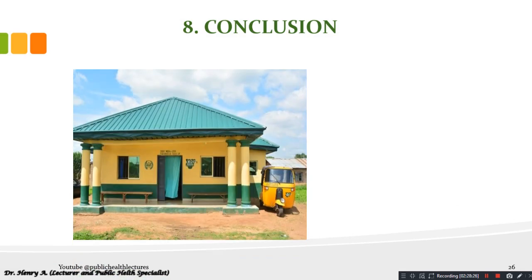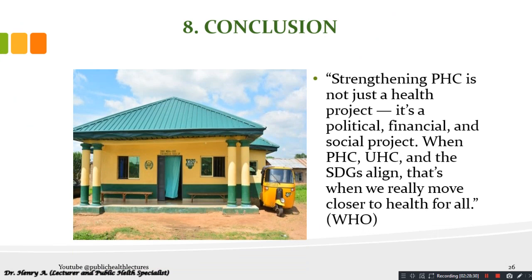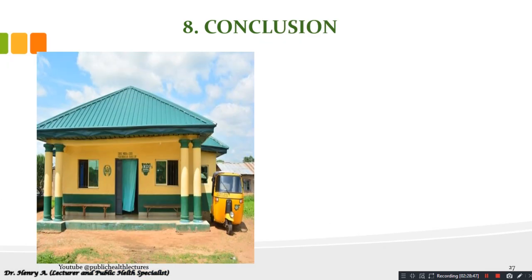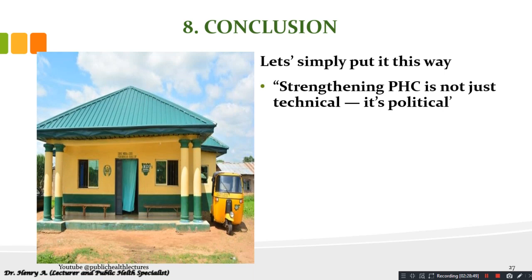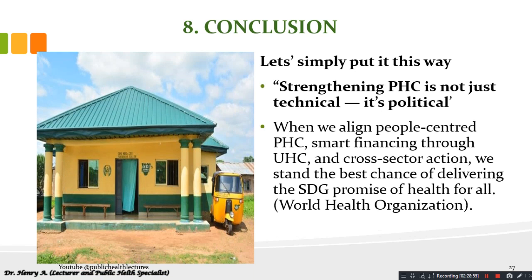In conclusion, strengthening PHC is not just a health project, it's a political, financial, and social project. When PHC, UHC, and the SDGs align, that's when we really move closer to health for all. You can simply put it this way. Strengthening PHC is not just technical, it is political. So when we align people-centered PHC, smart financing through UHC, and cross-sector action, we stand the best chance of delivering the SDG promise of health for all.